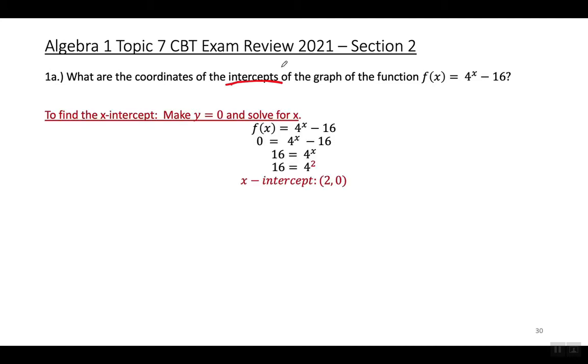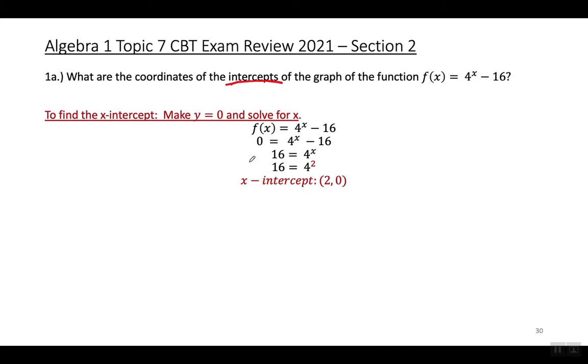Okay, so to find the x-intercept, I make Y equal to 0 and solve for X. So here I have my function written out. I make Y equal to 0. Remember, F of X means the same thing as Y. So I replaced F of X with a 0. And now I just got to solve for x.